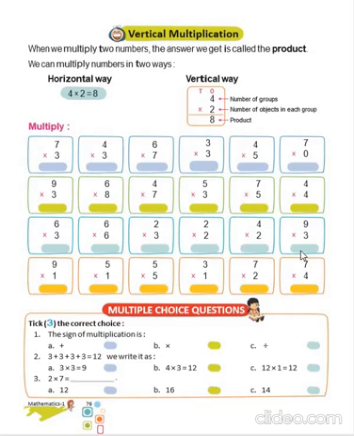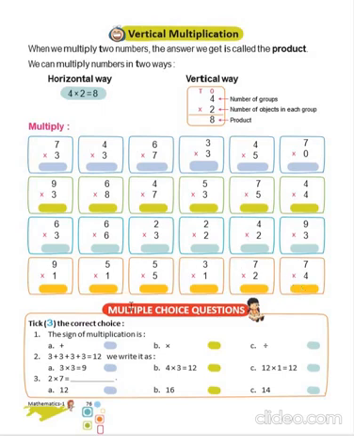9 into 3 will be 27. 9 into 1 will be 9. 5 into 1 will be 5. 5 into 5 will be 25. 3 into 1 will be 3. 7 into 2 will be 14. 7 into 4 will be 28.